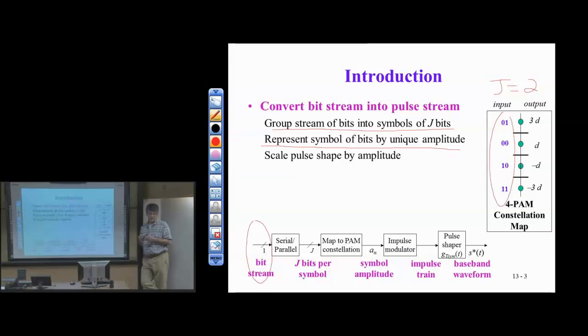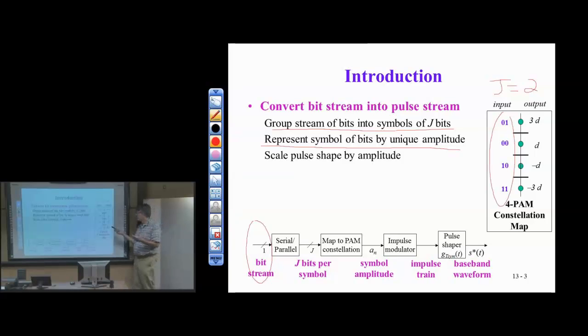When you have that many bits, don't you need a very large kind of voltage range? Yes. The question is, as you get more and more bits or more and more symbol levels, you need a wider dynamic range of voltage.